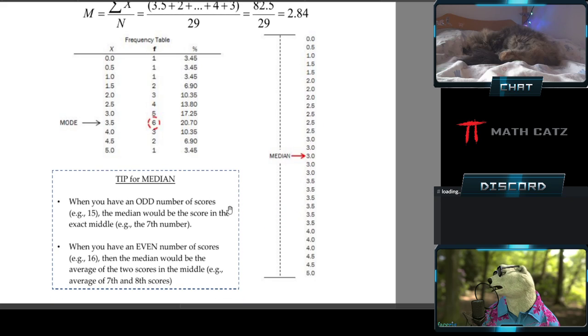So just a tip here. If I have an odd number, there is only a single middle. If I have an even number of scores, then there are 2 in the middle, and just take the average of those 2 scores. And that will be the median. Just add them up, divide them by 2. Just those 2 middle scores. Right.